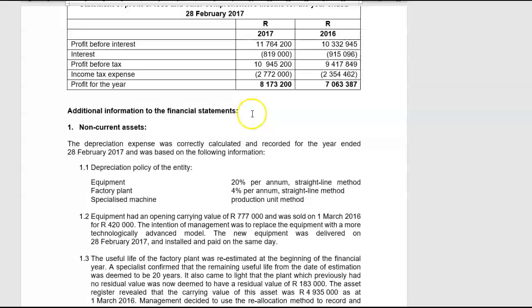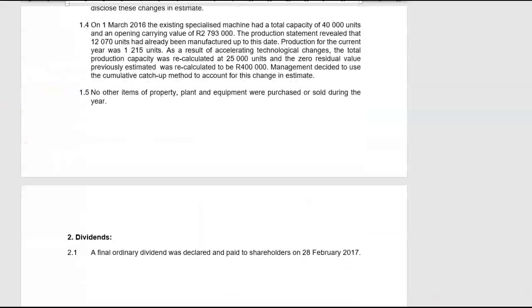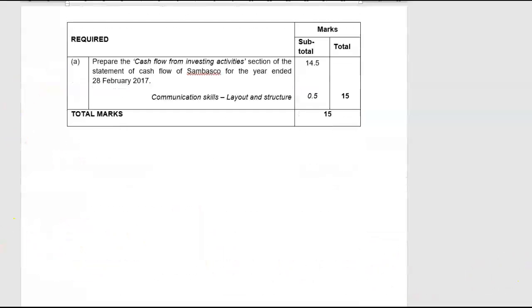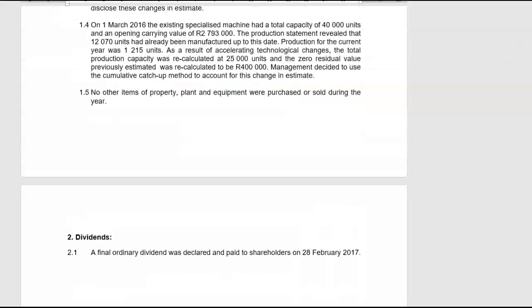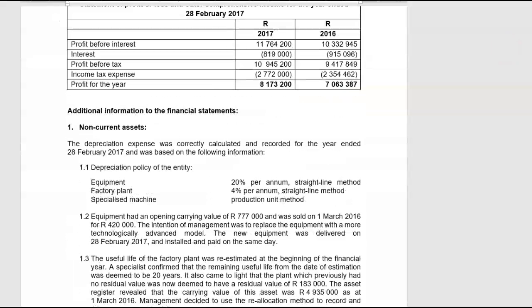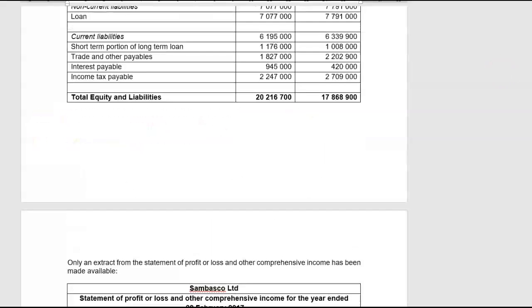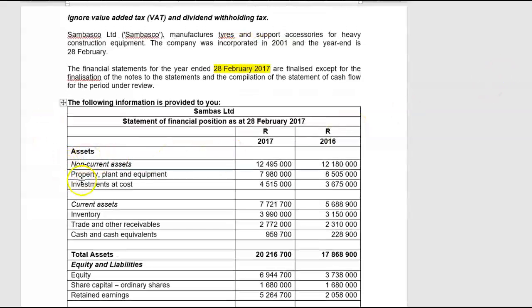Then they give us additional information, and it is actually all about non-current assets. They also give us a little bit of dividend information, but what they do ask us is to do the cash flow from investing activities, only that section of the statement of cash flow. Now, obviously, that section is about property, plant and equipment, and then obviously investments.